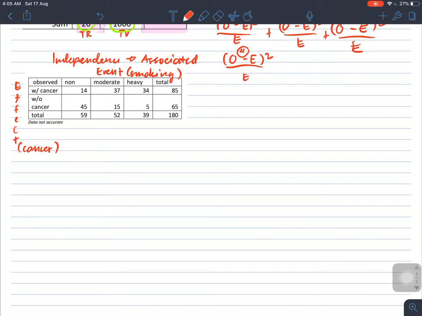Now, to compute for the expected values, in this case, same lang po yung formula sa taas, sa goodness of fit, same computation. But to compute for the expected values here, it's very simple. So that would be column total multiplied by the row total divided by overall total. Very simple. Yes. So, subukan natin.